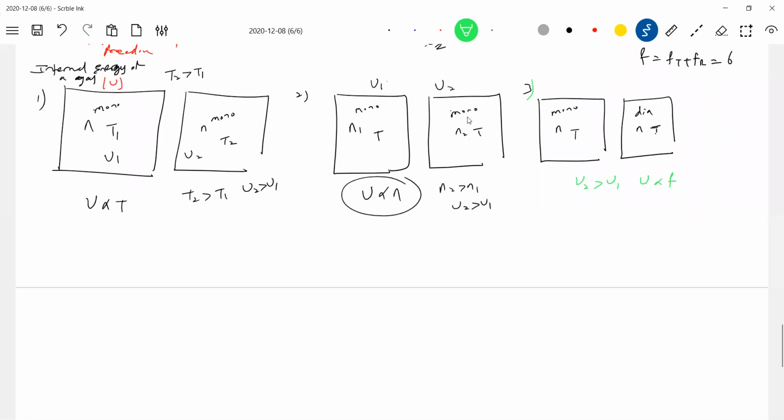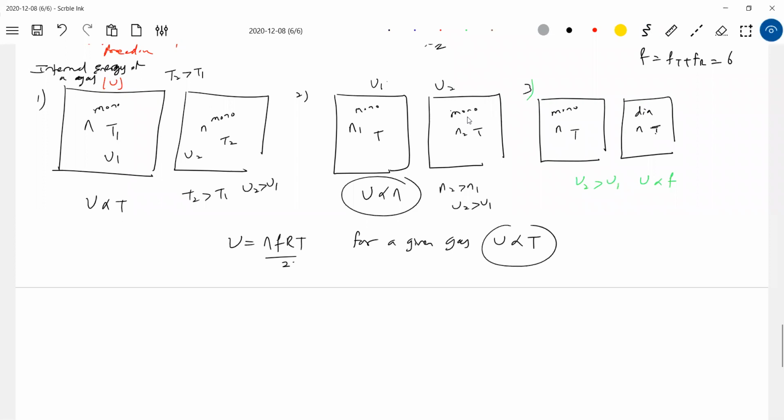So therefore, now I will derive and write straight away one equation, f R by 2. So for a given gas, internal energy is directly proportional to temperature. This is the law you can call it. For a given gas, number of moles is constant, degree of freedom is constant; a monatomic gas will remain a monatomic gas only. So for a given gas, internal energy is directly proportional to temperature. So how can you write this one?